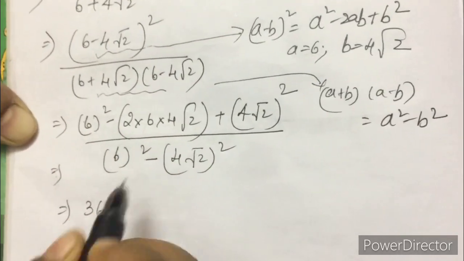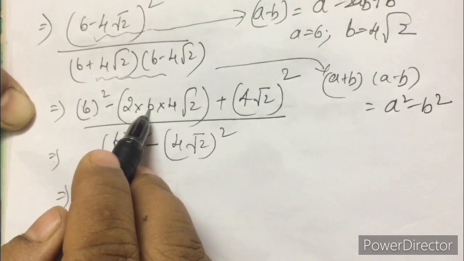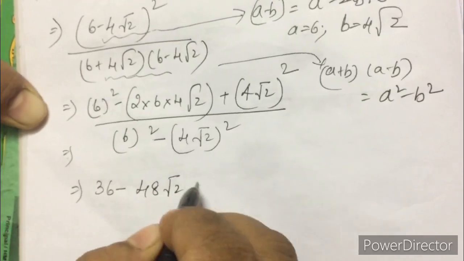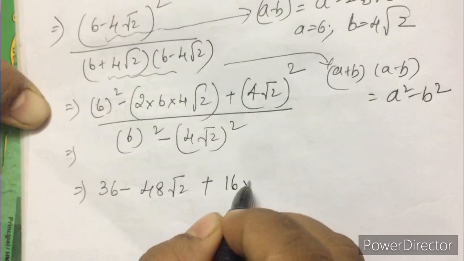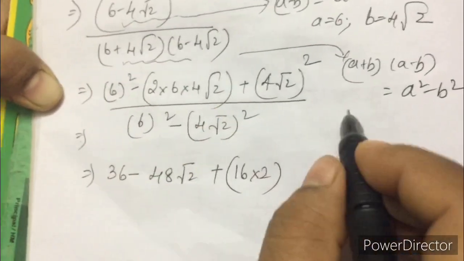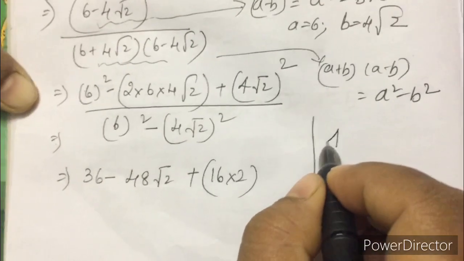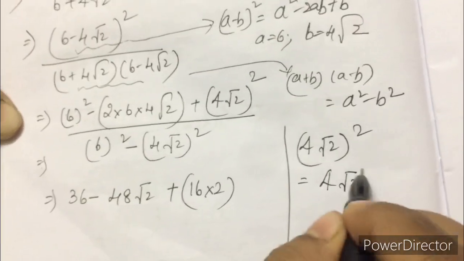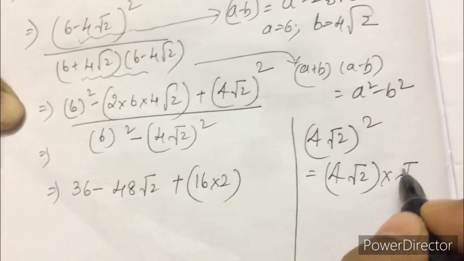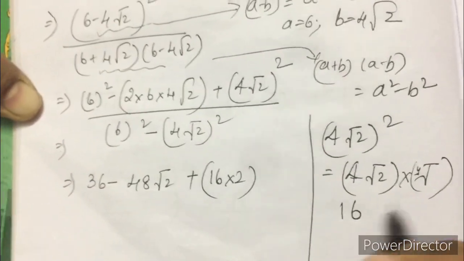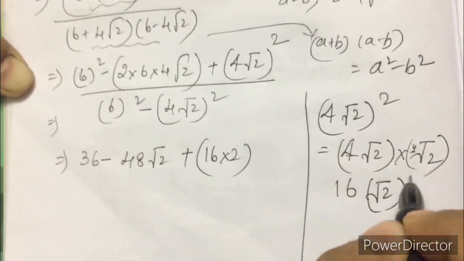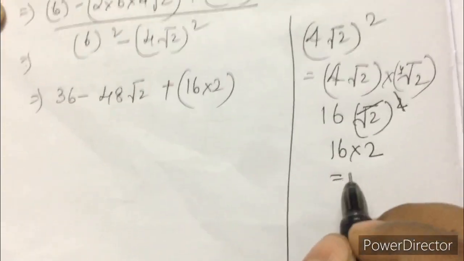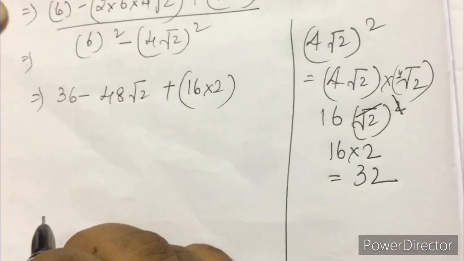Now the symbols are a must. 6 6s are 36 minus, see here, 2 6s are 12, 12 4s are 48, 48 root 2 plus this one, 16 into 2. 4 4s are 16. I am doing it here in the rough column. Please observe 4 root 2 whole square. What is the meaning of this? 4 root 2 is multiplied 2 times. 4 4s are 16. Root 2 whole square, root and square get cancelled. This is 16 into 2, which is 32. Clear? Right.